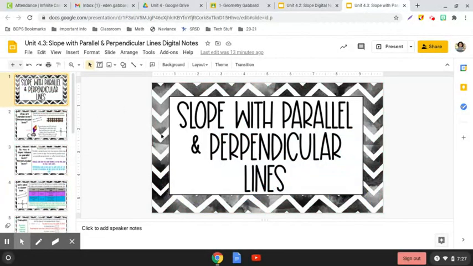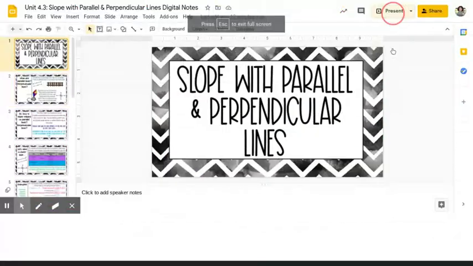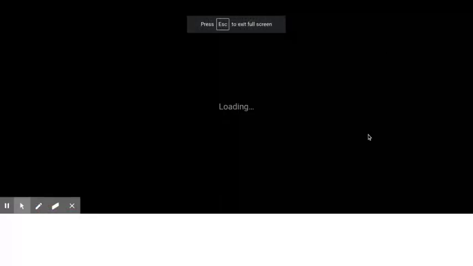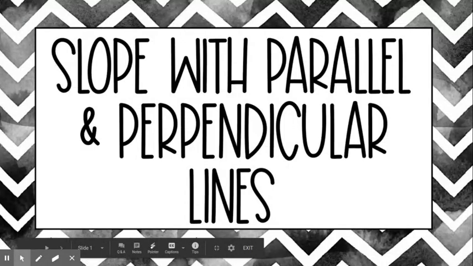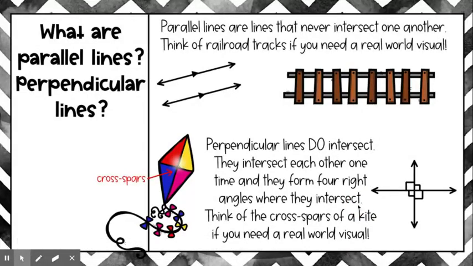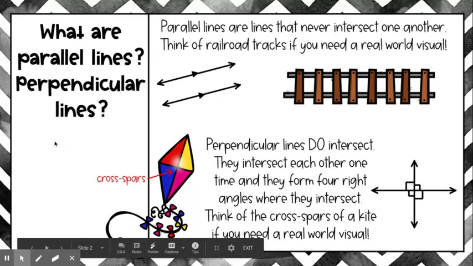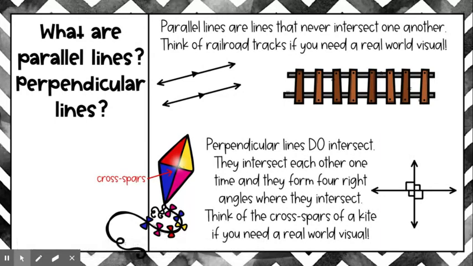So today we're going to start with looking at slope with perpendicular and parallel lines. So we've talked about perpendicular and parallel lines several times. Parallel lines are lines that never intersect each other. So you're going to think of railroad tracks if you need a visual. Those two railroad tracks never intersect. They just run alongside each other.